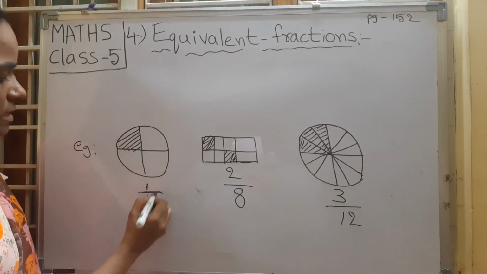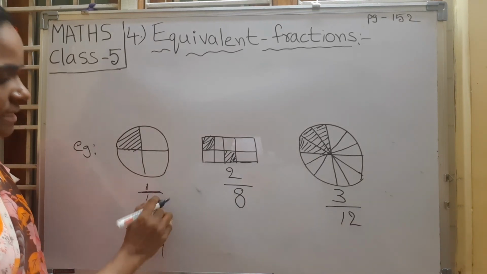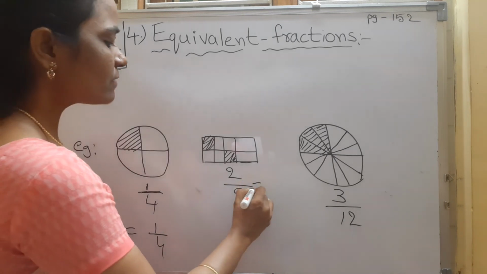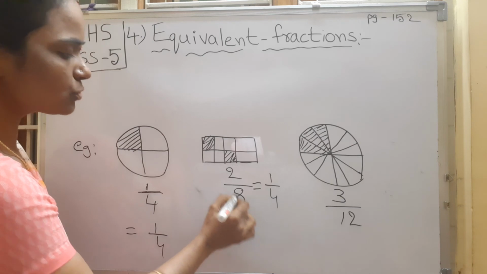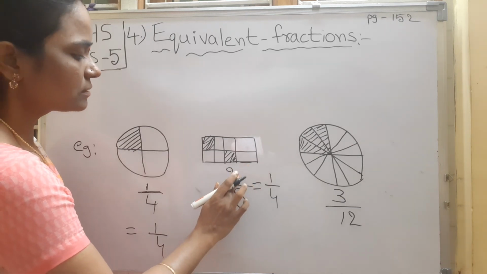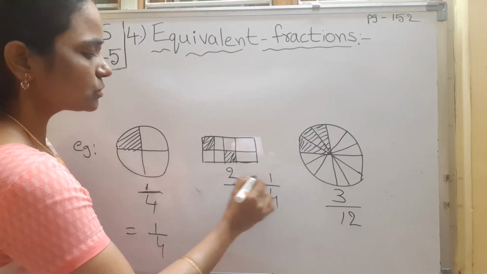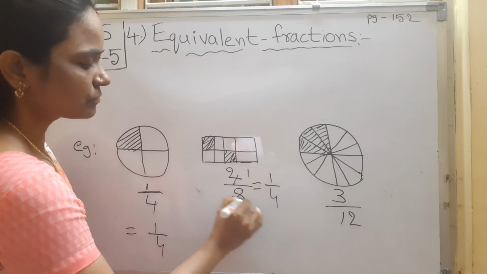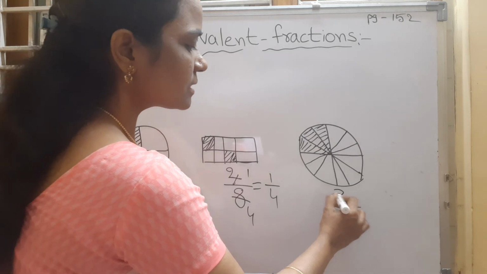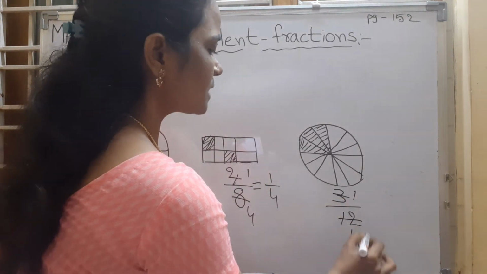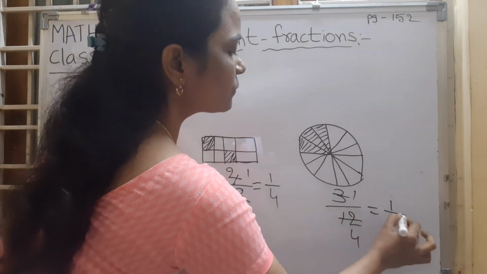Why? The first value is 1 by 4. 2 by 8 is also 1 by 4, because if we simplify 2 by 8, 2 ones are 2, 2 fours are 8, so it is 1 by 4. Simplify this also: 3 ones are 3, 3 fours are 12. What is its value? 1 by 4.